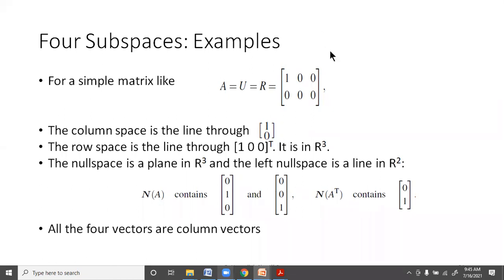Can somebody write in the chat? Yes. Rank of the matrix. People don't know rank of the matrix. Are you with me?